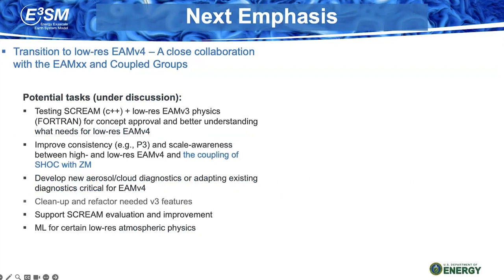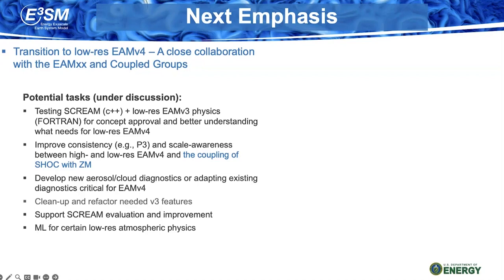This work will need very close collaborations with both the EAMxx group and also the Caldwell group. So I just list a few things we could do. One is actually based on the idea from Chris Golaz. We probably can test the EAMxx high resolution, the SCREAM, for the low-res, coupling with the low-res E3SM and V3 physics. Those will be a hybrid C++ and Fortran code for proof of concept and also for better understanding what is needed for the low-res E3SM V4.